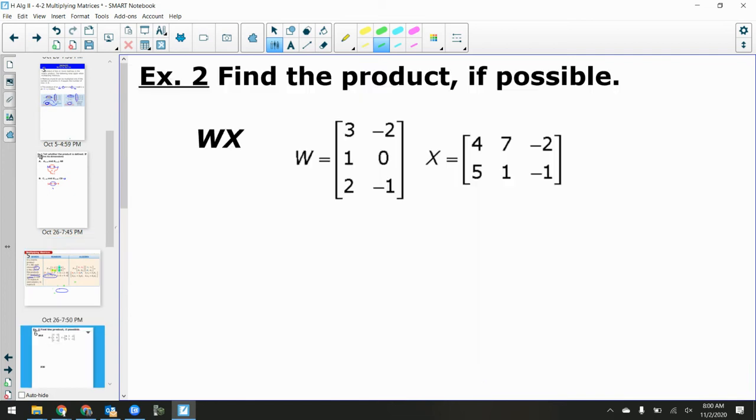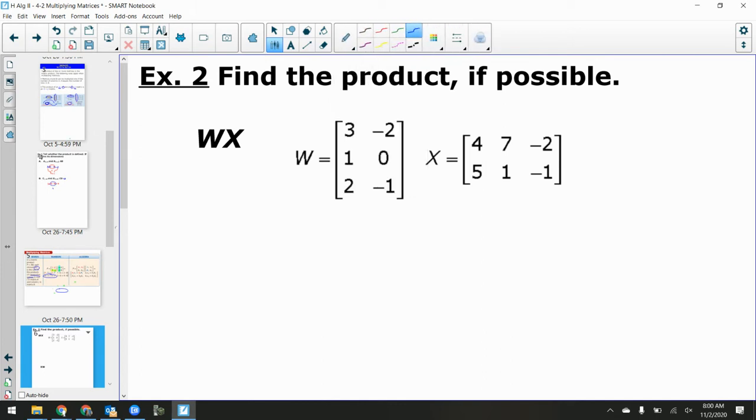Okay, flip it over on the back. This is what you guys have, right? W, X: 3, negative 2, 1, 0, 2, negative 1, 4, 7, negative 2, 5, 1, negative 1. Okay, perfect. My first year using these guided notes, so I've got to make sure that these are right on with my notes. All right, ladies and gentlemen, let's multiply these together.